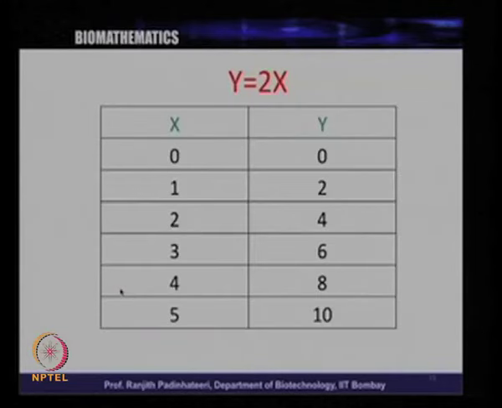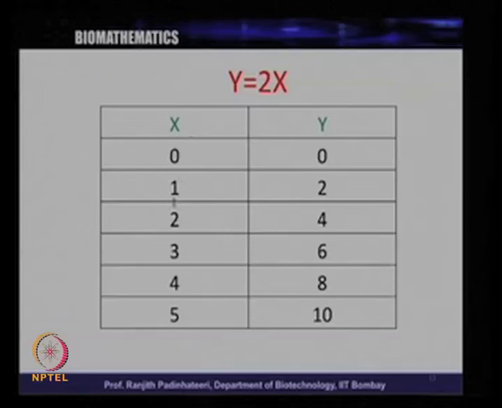Now let us look at the next function. The next function is y equal to 2x. When you say y equal to 2x, what does it mean? The y value is twice that of the x value. Let us look at this table which is here. For x value of 0, we have y value which is 0.